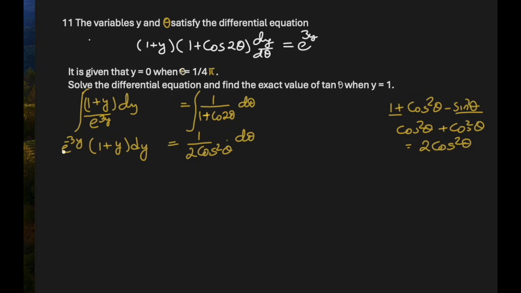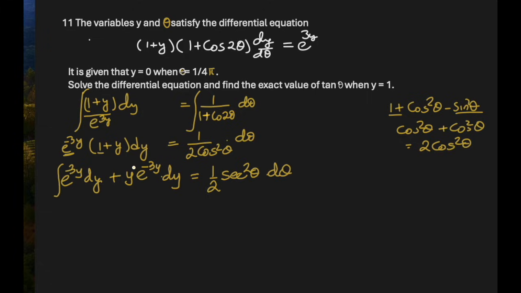Okay, now look here. Can I multiply this with y? So it becomes e to the power minus 3y dy, right? And then I'll write this here plus y e to the power minus 3y dy equal to 1 over 2, and 1 over cos square theta is secant square theta d theta. So let me integrate these two first. This obviously has to be integrated also, and this, right? I will integrate this and this, which are straightforward.